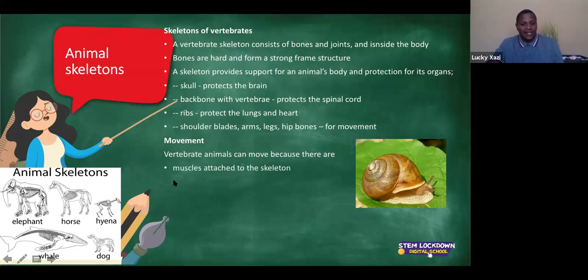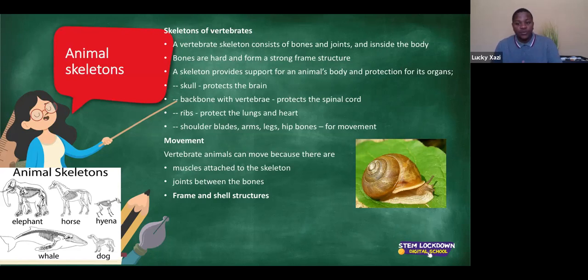Muscles are attached to the skeletons, with joints between the movement. These are animals which are heavy. These are animals which do have heavy bones. And one thing we have to understand, guys, is that if an animal breaks its bone, it will take time for the animal to recover compared to a snail, which is so flexible.